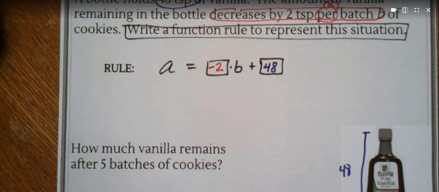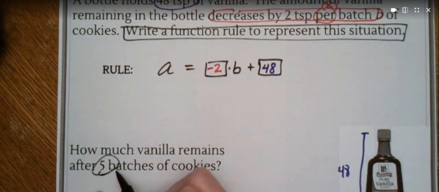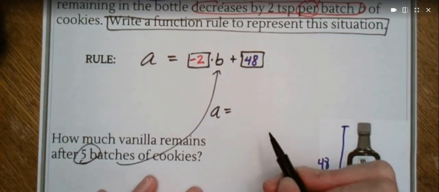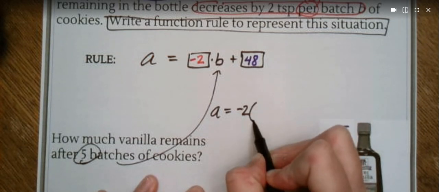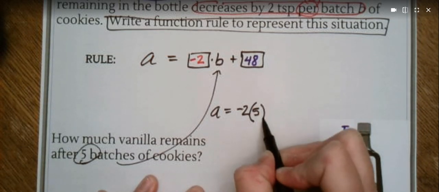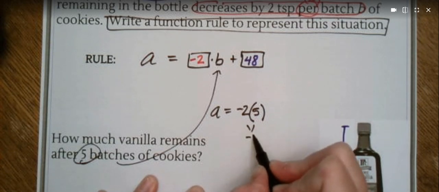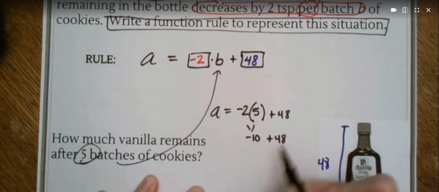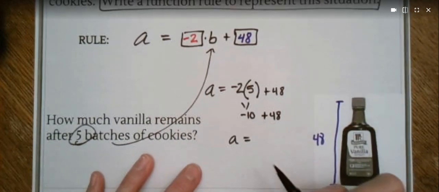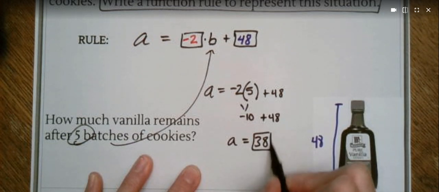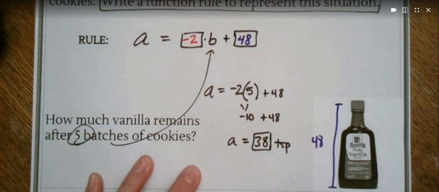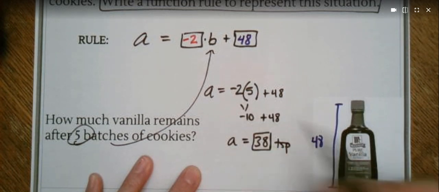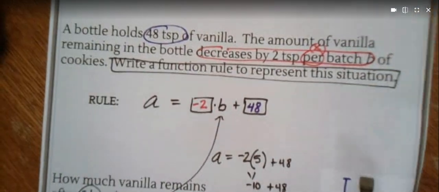So let's try the second part. How much vanilla remains after 5 batches of cookies? So we're going to plug in 5 for batches. So the amount of vanilla remaining will be minus 2 that we use. We're taking away 2 five times because there's 5 batches. That's negative 10, but we still have to add the 48 because that's where we started. So if I add 48, I would then have the amount of vanilla. It would be 38 teaspoons. That's how much would be left after I made 5 batches, because each batch took away 2 teaspoons, which took away a total of 10. Okay, so we got that one.